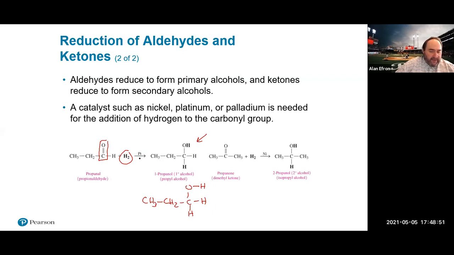This platinum right here is a catalyst. It's just there to speed up the chemical reaction. It's not participating. It doesn't get put on anywhere. It's just there to facilitate it happening faster.